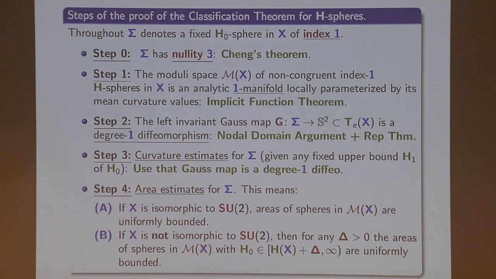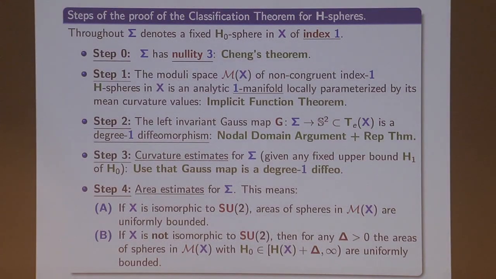And think about what happens in R3 with a flat metric. What happens to the area of spheres? Well, they go to infinity. As the mean curvature goes to 0, which is 1 over the radius of the sphere, you don't get area estimates. But as long as I'm willing to back away by any positive amount from the critical mean curvature, then I have area estimates. It's only when I approach this critical mean curvature that the area goes to infinity.